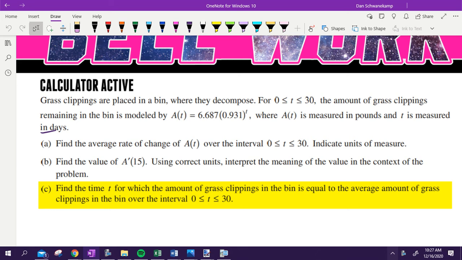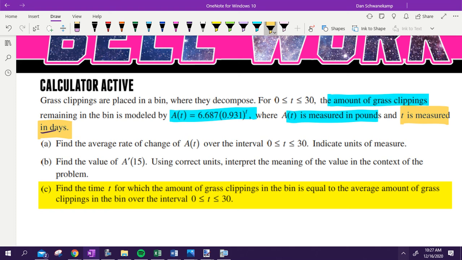Part A says grass clippings are placed in a bin where they decompose from 0 to 30. The amount of grass clippings remaining in the bin is modeled by A of T, where A of T is measured in pounds and T is measured in days. Part A says find the average rate of change of A of T over the interval from 0 to 30.